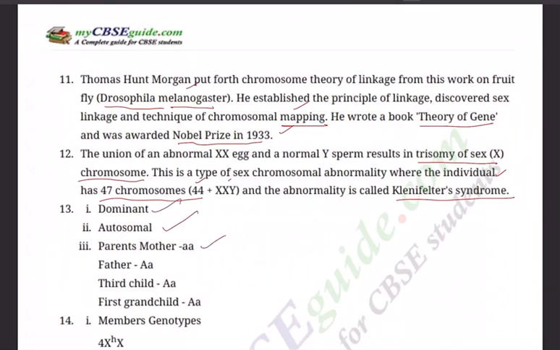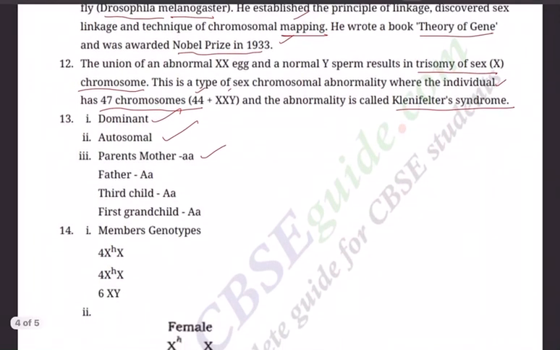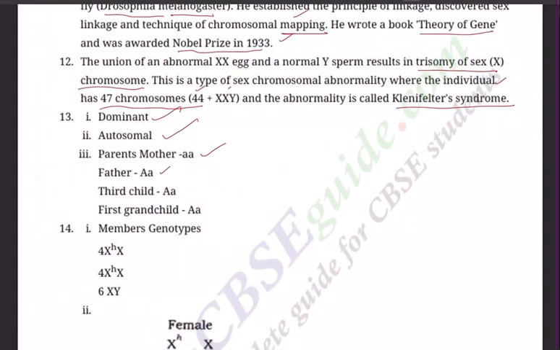Next, 13. It's a dominant autosomal trait, and the parents: the mother will be aa, the father capital A, small a, that is the dominant gene. Third child, capital A, small a. First grandchild, capital A, small a. So keep this figure with you and check, recheck, and verify these answers.